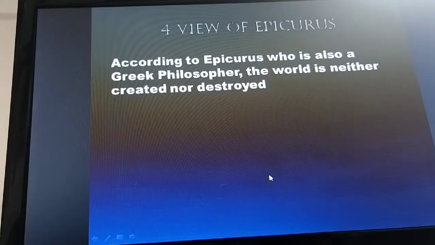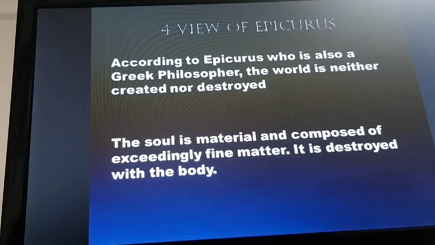Now let us see the view of Epicurus. According to Epicurus, who is also a Greek philosopher, the world is neither created nor destroyed. According to his explanation, nobody can destroy and nobody can create this world. The soul is material and composed of exceedingly fine matter. It is destroyed with the body, and nothing else can be destroyed.